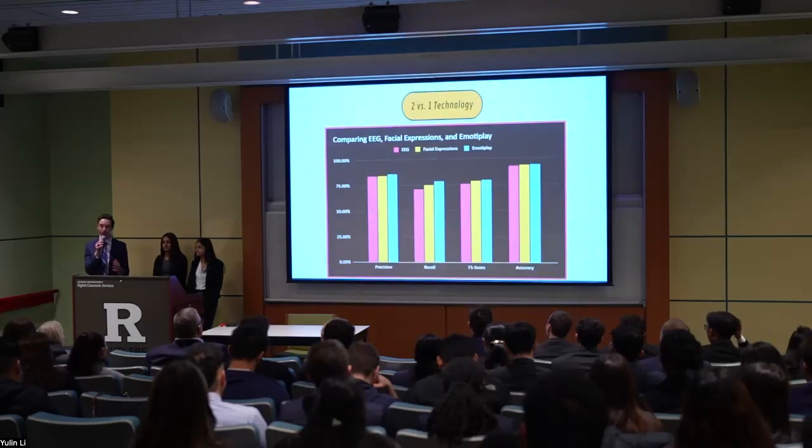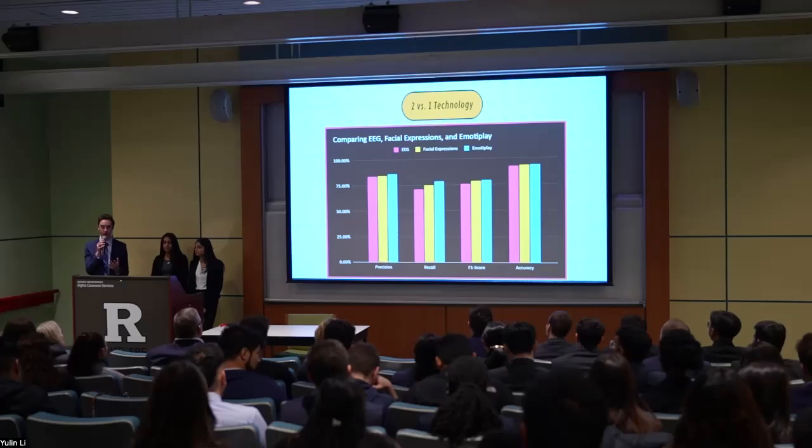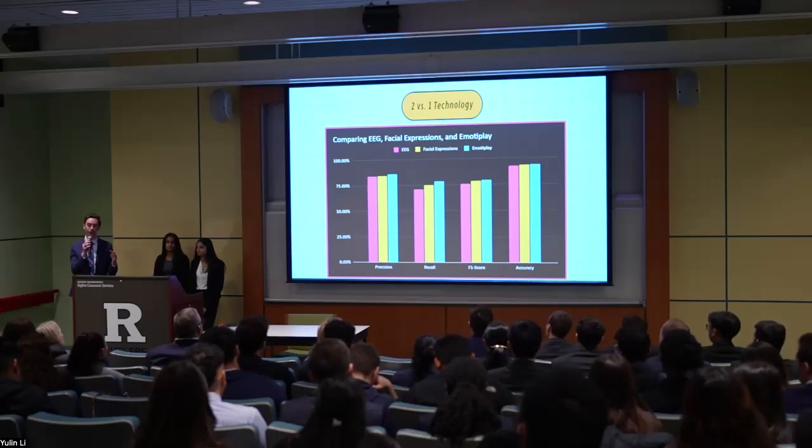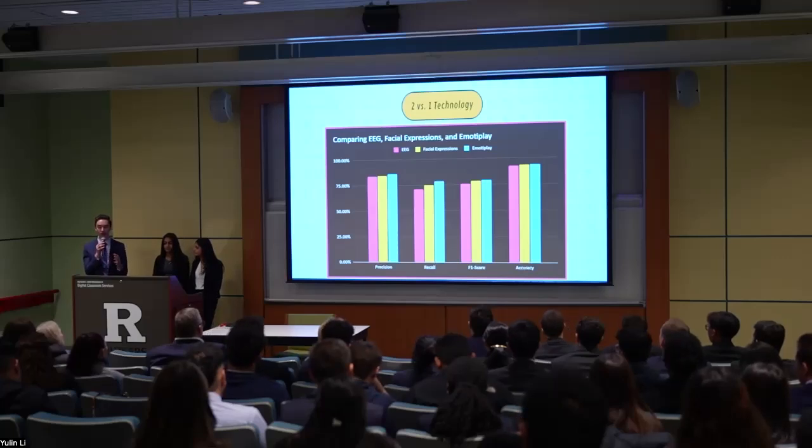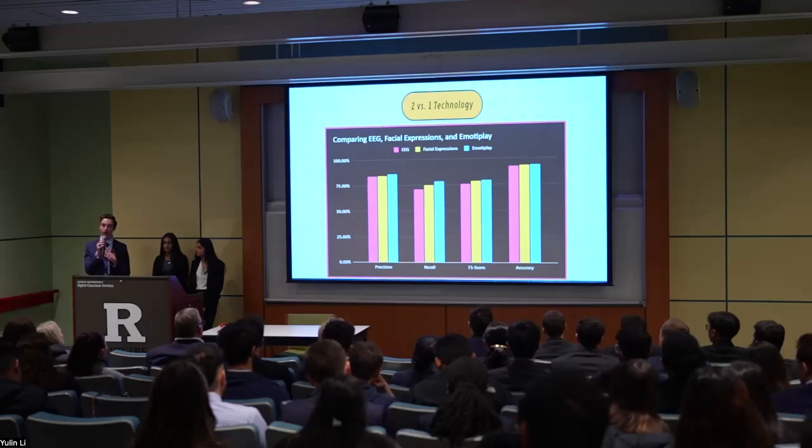So then we wanted to go back to our original hypothesis where we thought that combining the technologies would prove beneficial. And here you'll see those 4 metrics that I talked about previously, comparing the 3 technologies. First, just the EEG, then the facial expression, and then finally our product. And you'll notice there is a slight improvement in performance metrics with our technology, though not super significantly different.